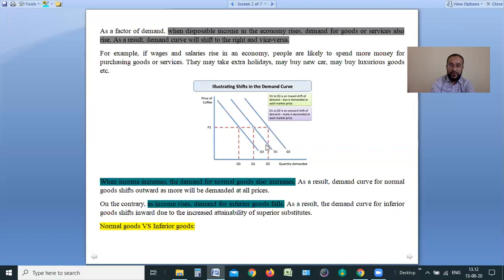This is the original demand curve, and due to the increase in disposable income, the demand curve is shifting to the right from D1 to D2. This is called the rightward shift in the demand curve. It happened due to the increase in disposable income.